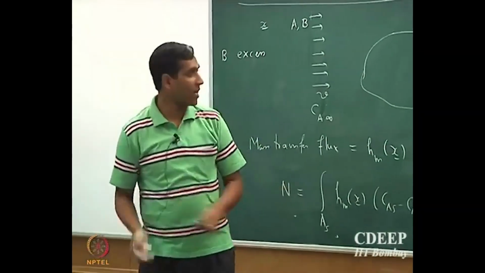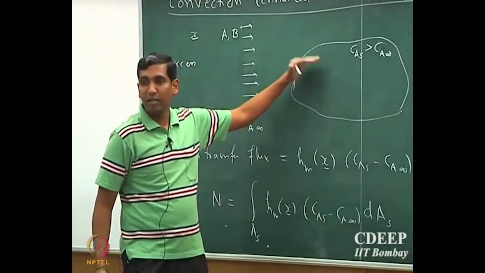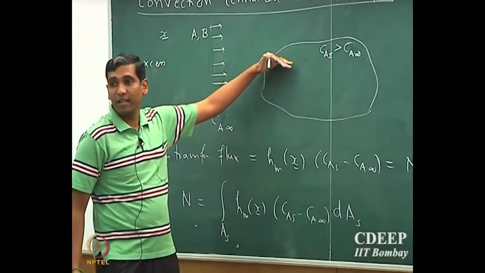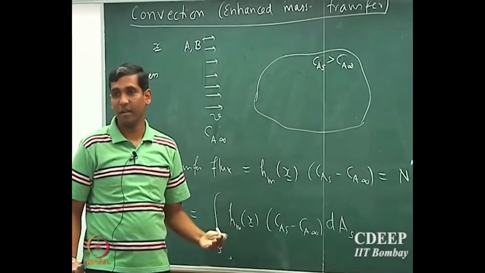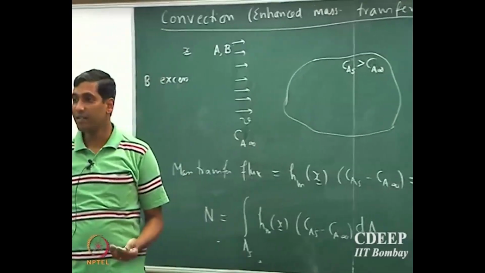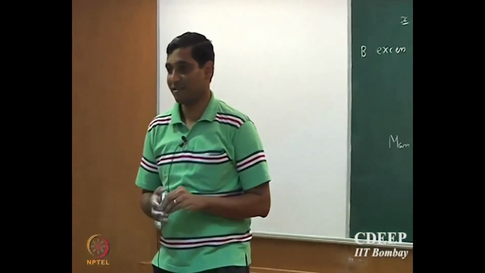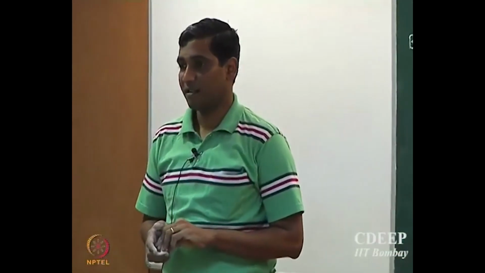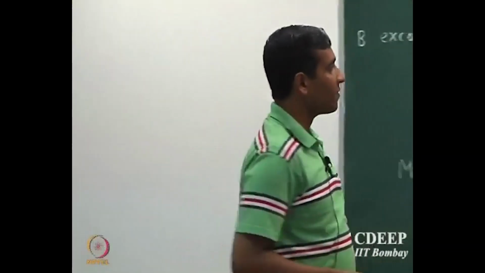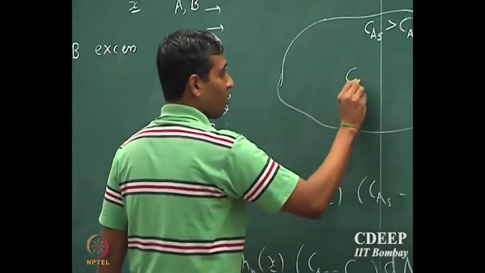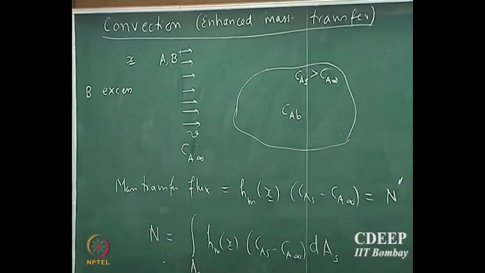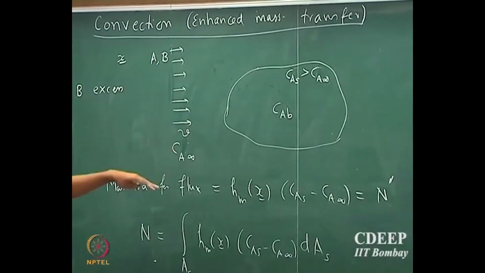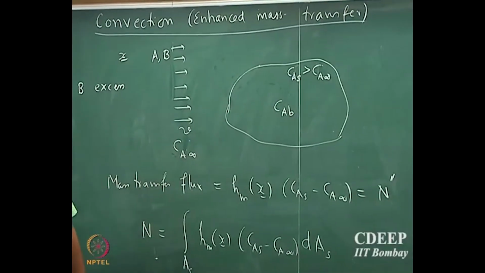Supposing you have an interface, right? So this is an interface between two different phases. This is, let's say, a solid phase or a fluid phase, and this is a gas phase. Okay? What is measurable? So mole fraction of A in both of the phases. Supposing I call this C_A bulk, okay? So that's the bulk concentration in that phase, and C_A infinity is the bulk concentration in the gas phase.